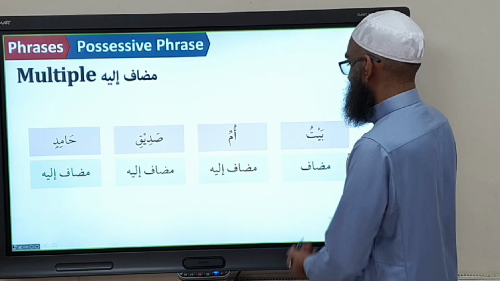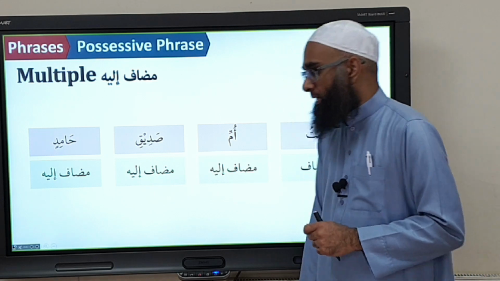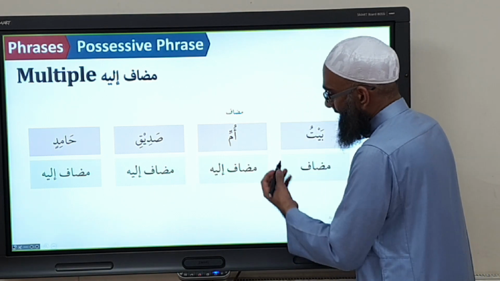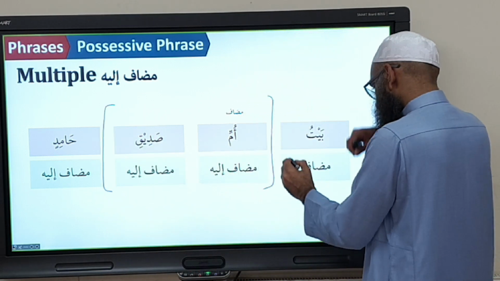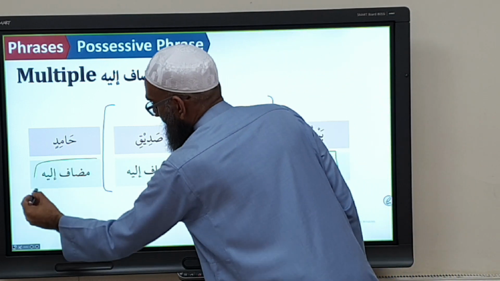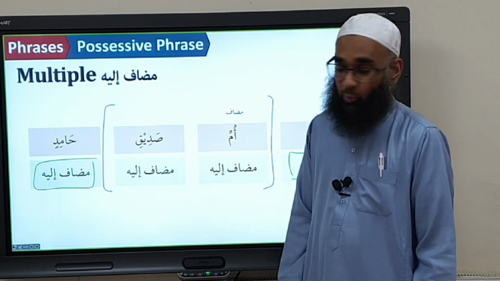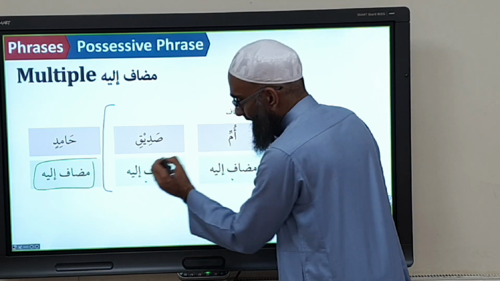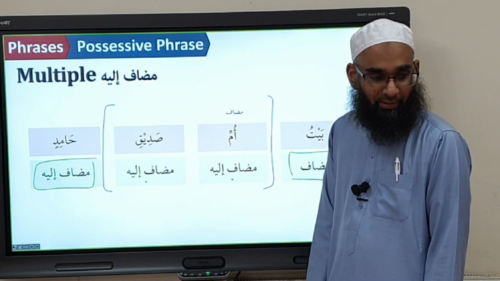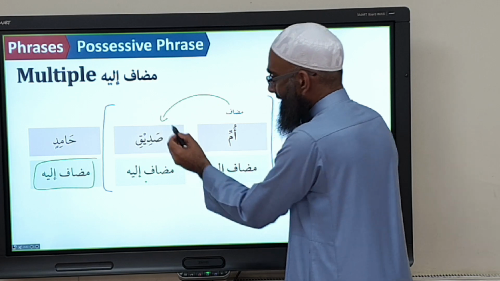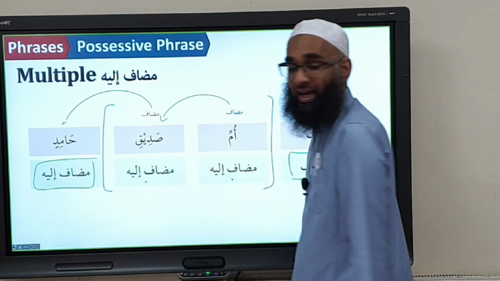Now look here, the tarkib is like this: Bayt, mudaf, mudaf ilay, and mudaf ilay. But one thing you have to keep in mind is that the middle one is a pure mudaf, and this is a pure mudaf ilay. The middle one has both elements. You label it as mudaf ilay, but it also has an element of mudaf. Why? Because it's mudaf to that. You get it? And this also has an element of mudaf because it's mudaf to that.